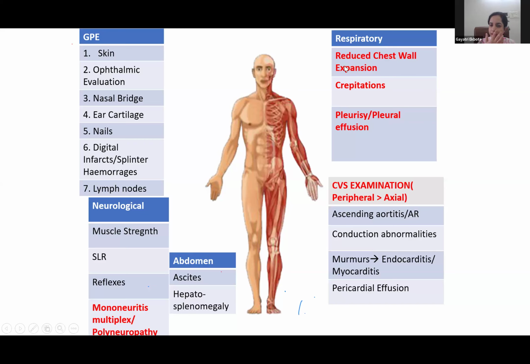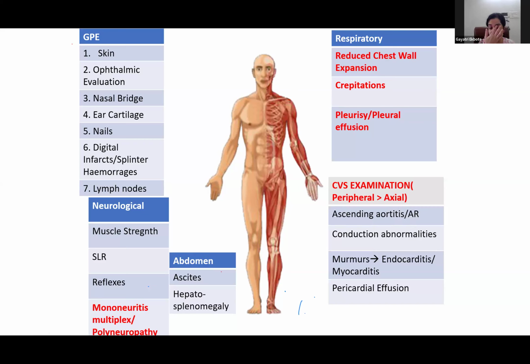Then again, respiratory involvement is very common. Most of the RA patients will have interstitial lung disease. Sarcoidosis will have diffuse parenchymal lung disease. Then you can hear crepts, bronchial breathing, etc. Then pleurisy, pleural effusion is very common in other CTDs as well. Aortitis, AR, these are very common in Takayasu arteritis. Cardiomyopathies again are seen in CTDs like SLE.